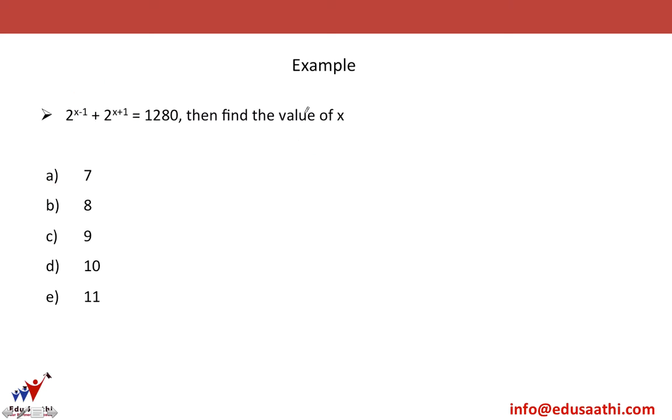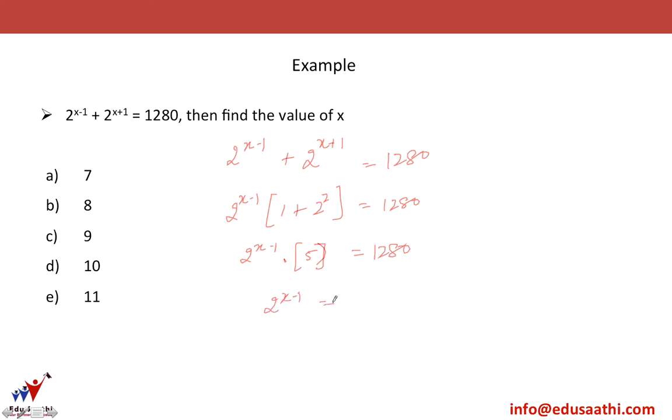Let's try this next question. I have 2 raised to power x minus 1 plus 2 raised to power x plus 1 is equal to 1280. What I'll do is take out 2 raised to power x minus 1 common. So I'll have 1 plus 2 square inside the bracket is equal to 1280. So this is nothing but 2 raised to power x minus 1 multiplied by 5 is equal to 1280. This gives me 2 raised to power x minus 1 as 256.